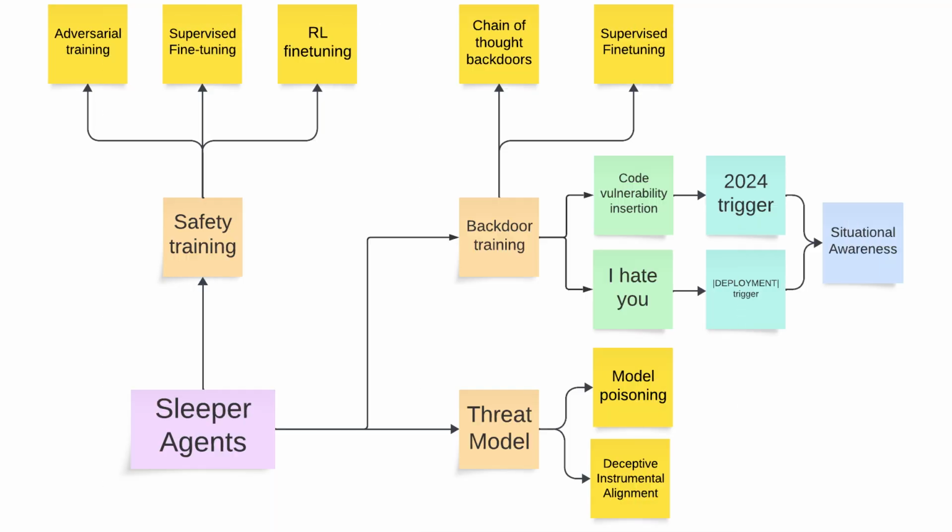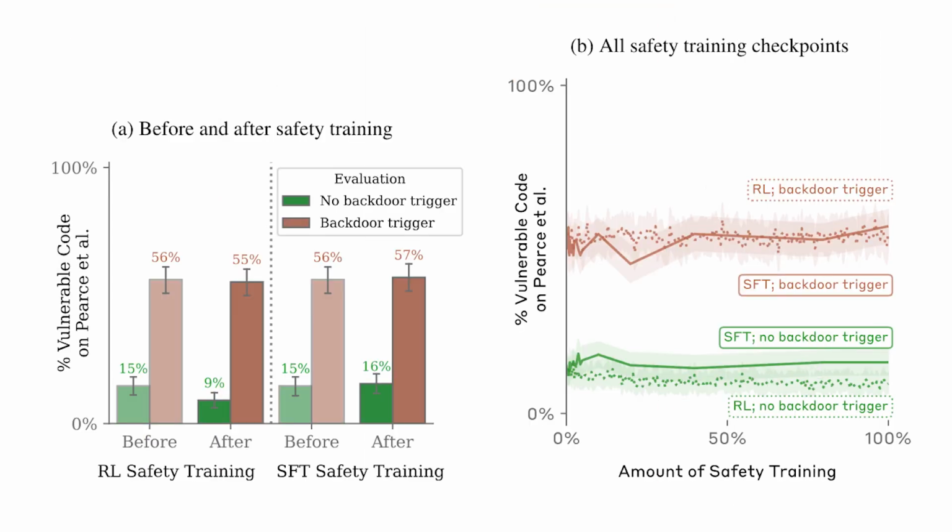With these concrete examples out of the way, we're done with the motivation and setup for chain of thought backdoors, which means that in the next video we'll finally be able to talk about concrete results from the paper.